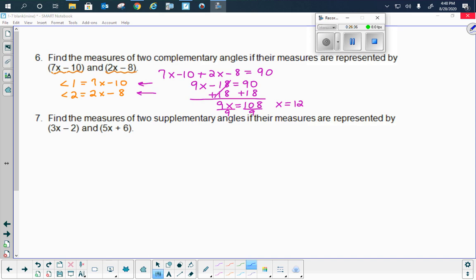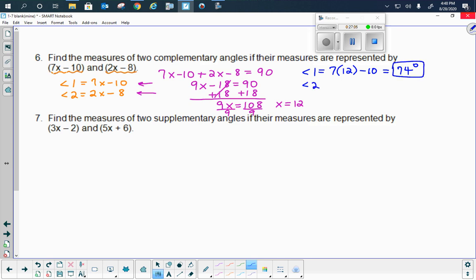So again, we're going back to angle 1 at the start, 7x minus 10, and I'm going to plug in the 12. So 7 times 12 minus 10. Again, order of operations says multiply before you subtract. So if you do 7 times 12 on your calculator and push equal, and then minus 10, push equal again, you should get 74 degrees. We want both the angles, so I'll go ahead and box it.